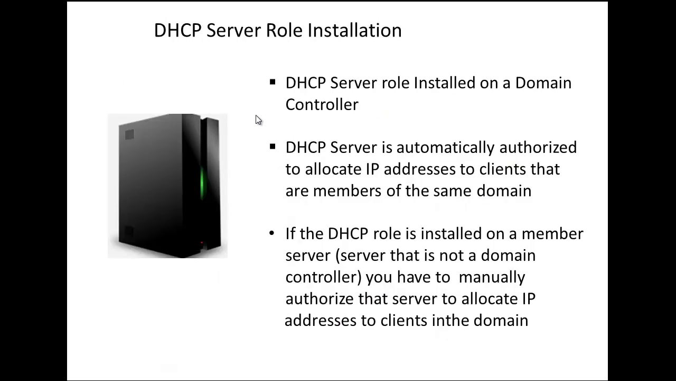So here we have a domain controller, and the DHCP server role is installed on this domain controller. The DHCP server will automatically be authorized to allocate the IP addresses to members of that same domain. And again, if that role is installed on a member server, we actually have to go and turn on that authorization. Let's take a look and see how we would do that.